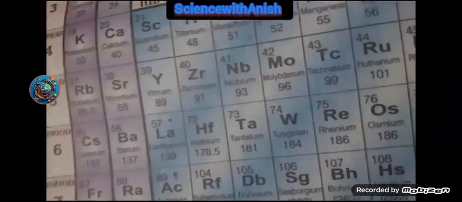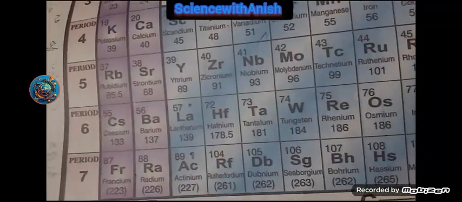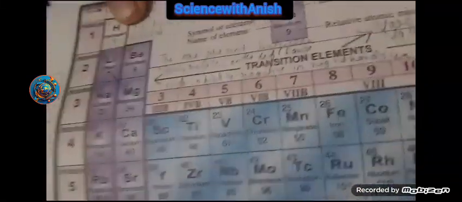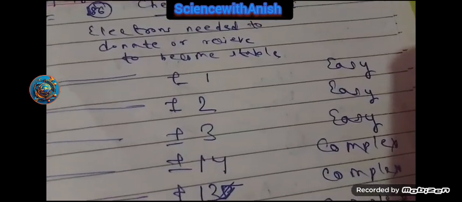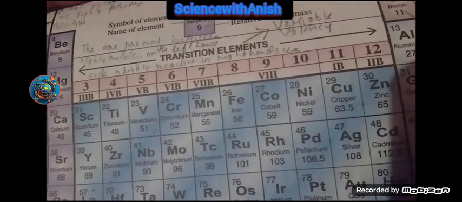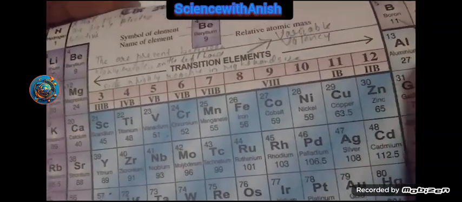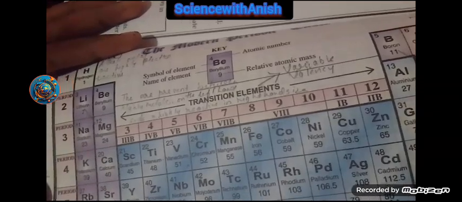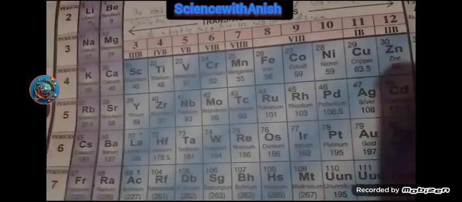Actinium has 6 complete shells, so it needs to donate 3 electrons to become chemically stable with 86 electrons. So we have successfully proved that all elements in group 3 need to donate or receive 3 electrons to become chemically stable. But the real complexity starts here. From group 4 to 9, you will notice a big absurdity.